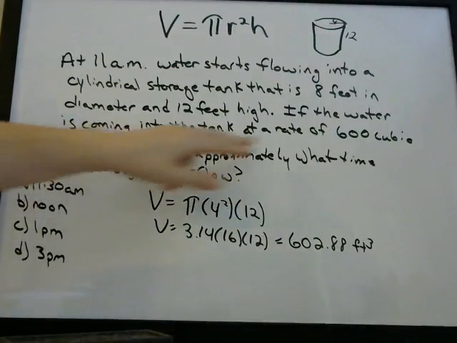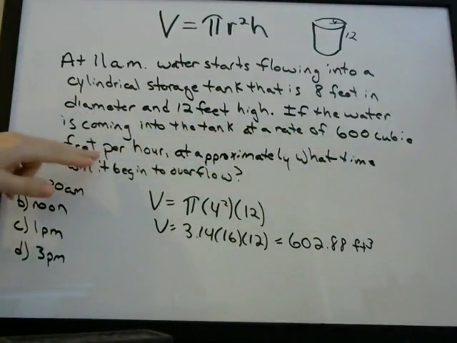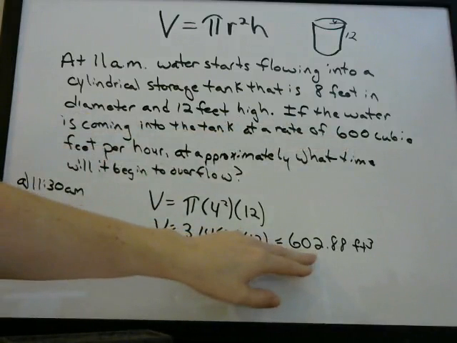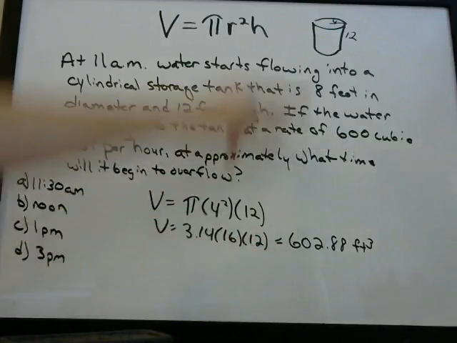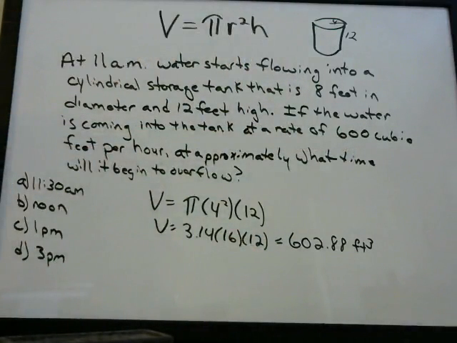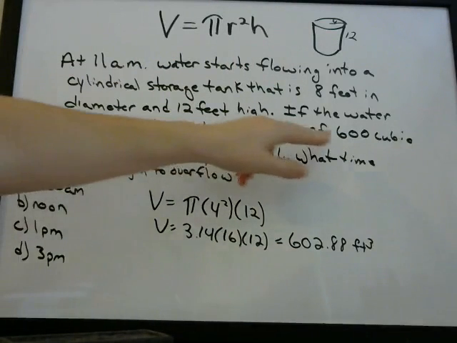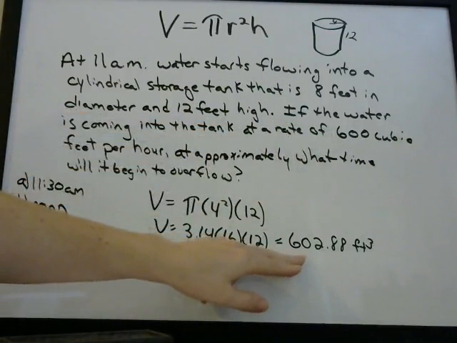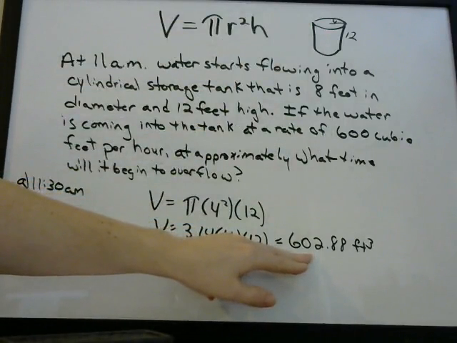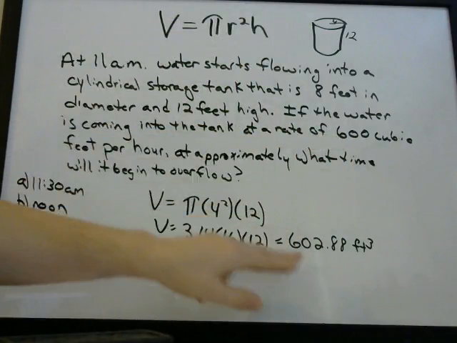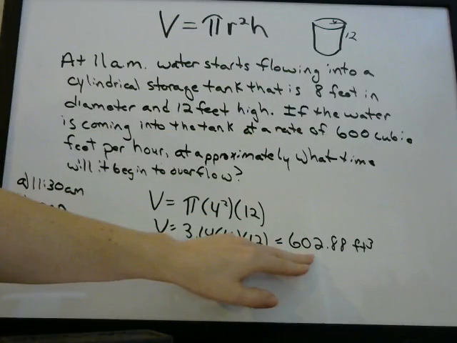So if water's coming in at the rate of 600 cubic feet per hour, and it can hold 602 cubic feet, so after 1 hour, it's going to be full. If it's coming in at 600 cubic feet and it can only hold 602 cubic feet, I mean, it will be almost full, I should say. So after 1 hour, it's going to be almost full because it's coming in at 600 cubic feet per hour and it can only hold 602 cubic feet.